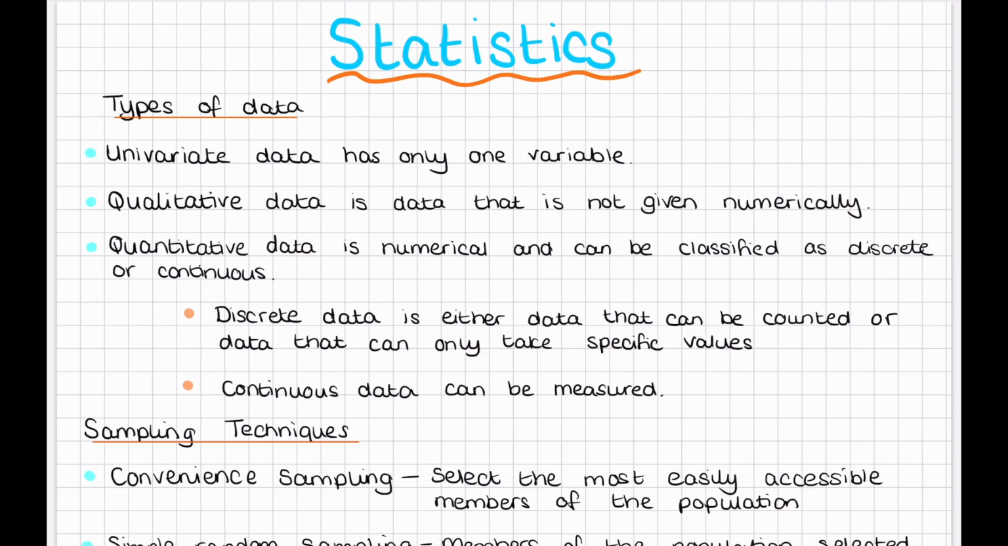Qualitative data is data that is not given numerically. For example, the colour of a car. Quantitative data is numerical and can be classified as discrete or continuous. Discrete data is either data that can be counted or data that can only take specific values. And continuous data can be measured. Continuous data that can be measured is things such as height and weight.